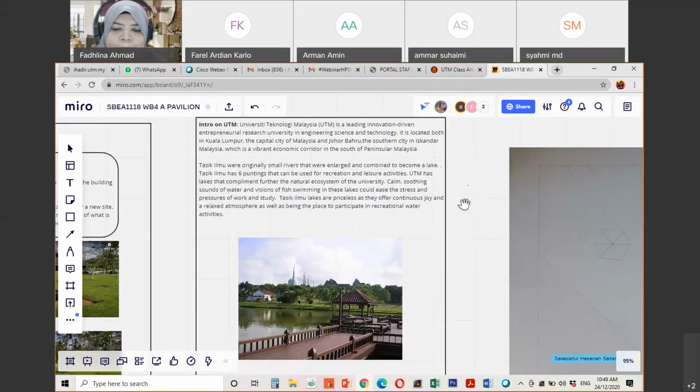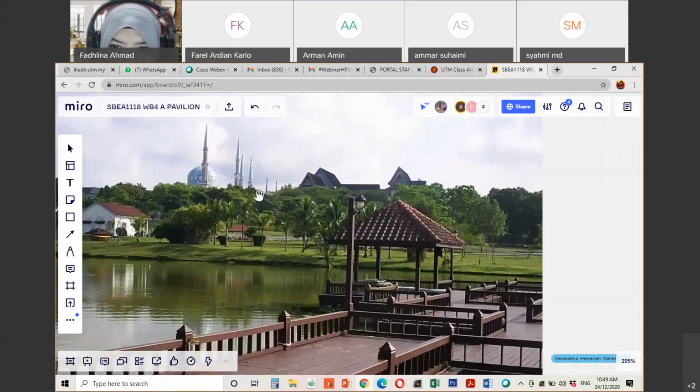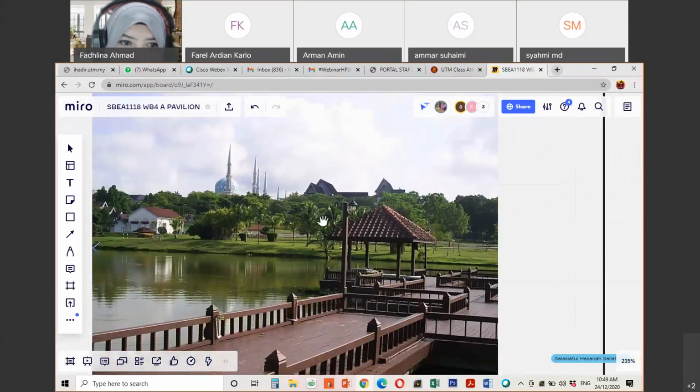Here is the picture of Tasik Ilmu. But this one is located outside your boundary line. Your site is located somewhere over here.